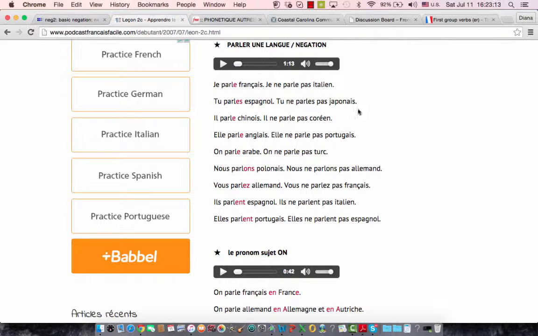Let's just read them, and although we have not learned the nationalities and the names of the languages yet, that's going to happen also in the first session of chapter 2, Bon Voyage, and first session of week number 2 of the beginner French course. Tu parles espagnol, tu ne parles pas japonais.